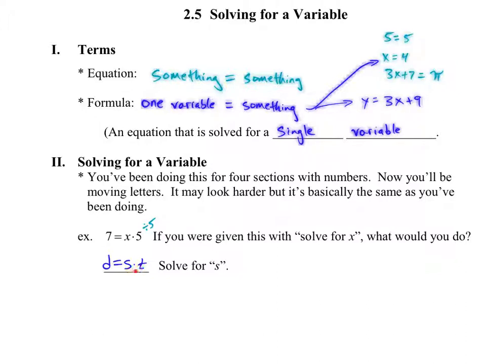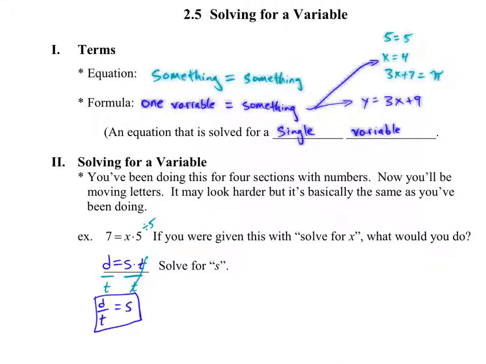But if you look at how the t is connected to the s, it's connected by multiplication. You've got that little dot right there. Well, what's the inverse of multiplication? It's division. So I'm going to divide by t, same as we would have divided by 5 right up here. If I divide one side by t, I have to divide the other side by t to keep it equal. And those t's drop out on the right side. So I'm left with speed equals, or s equals, d divided by t.